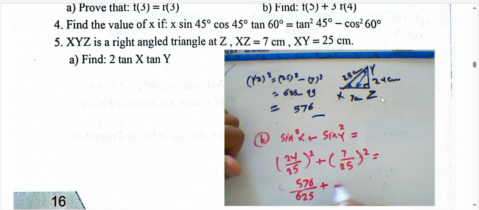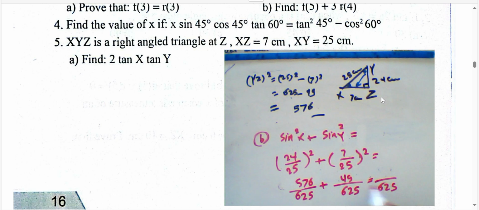576 plus 7 power 2, 49, and we have here 625. We can add together here, right? 625: 9 plus 6 is 15, 5 and carry 1. 5 plus 7 is 12, 2 and carry 1. 5 plus 1 is 6. And we can divide it. The answer will be 1. Okay, understood. This is the last question here.